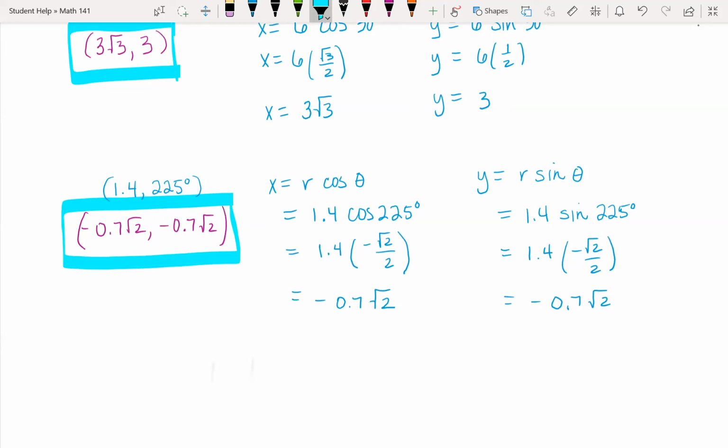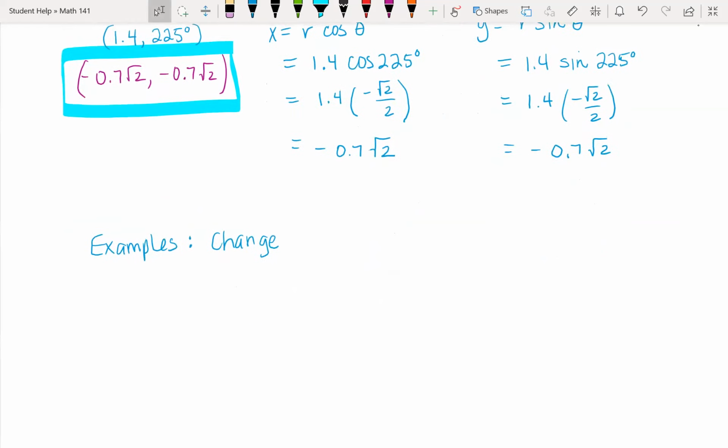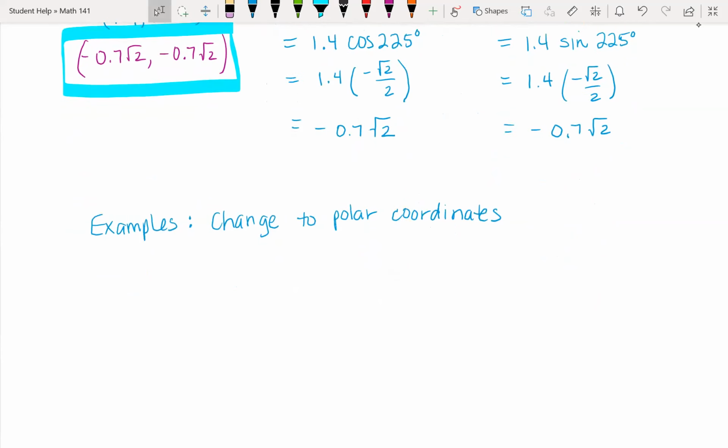All right, let's do a couple examples going in the other direction. Let's change to polar coordinates. So let's start with the point -4, 4. And we need to now find r, and we need to find theta.